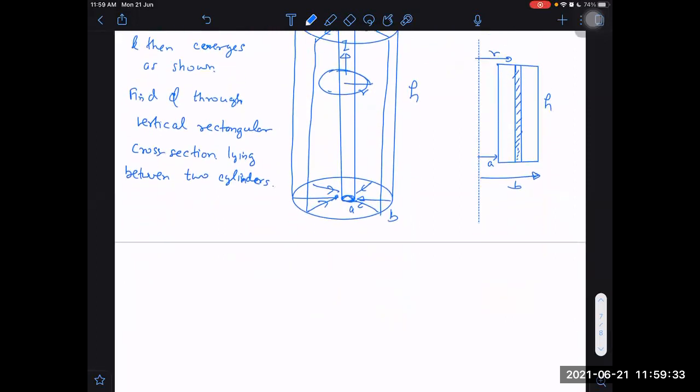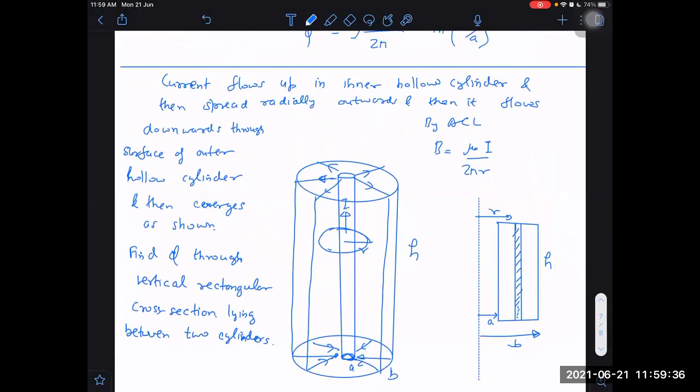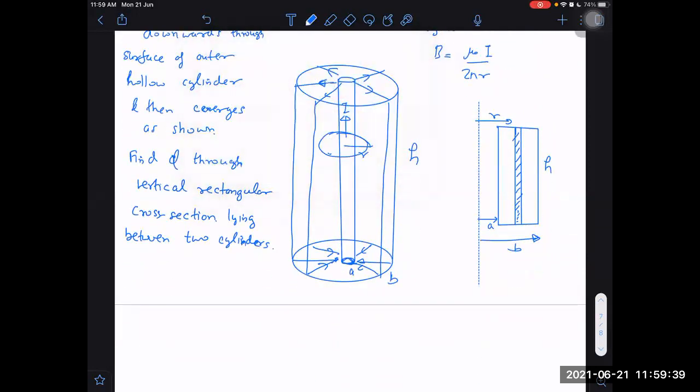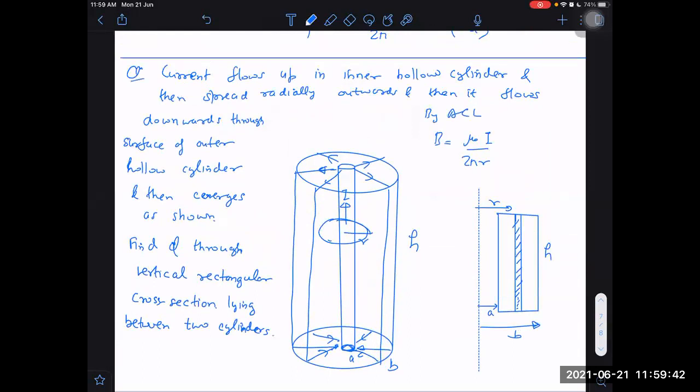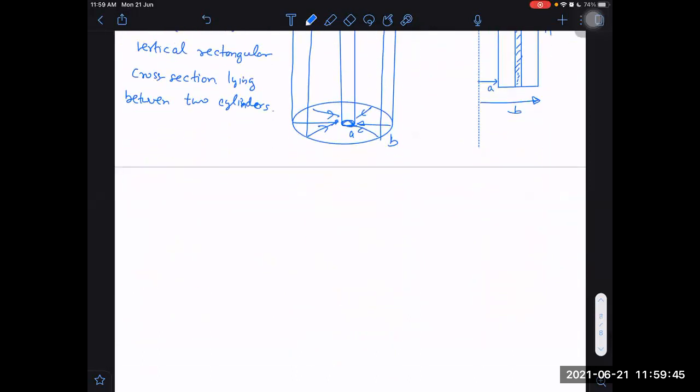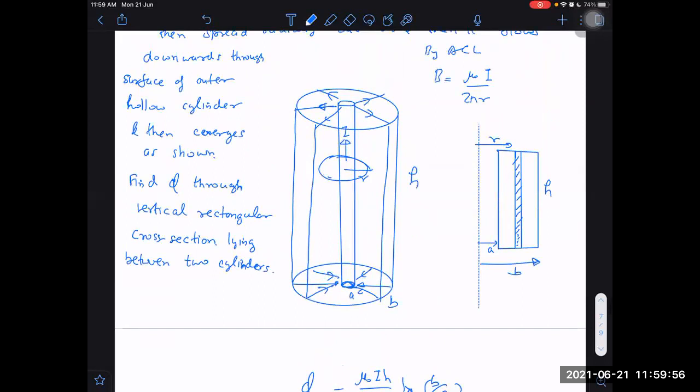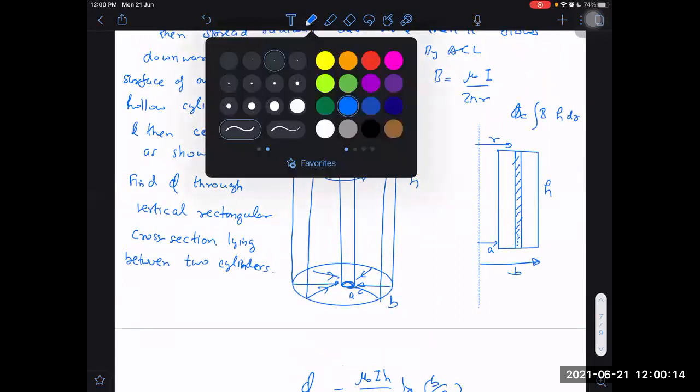So we have got the answer already, I think, by now, if you have understood it. It is the same as that of the previous case: mu naught into I into H upon 2 pi into ln of B by A. Because the derivation is the same, the formula will be the same. What is the flux? Flux is equal to the integral of B into H into dr. If you put the value of B, you will again get those log terms, and here the limit of R will vary from A to B. Okay.